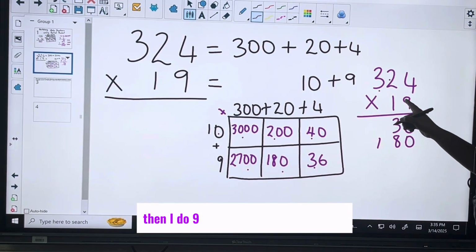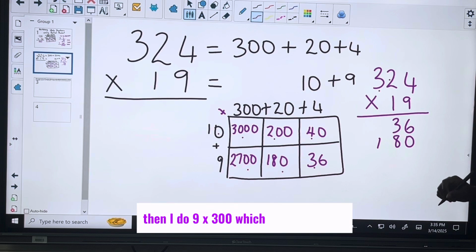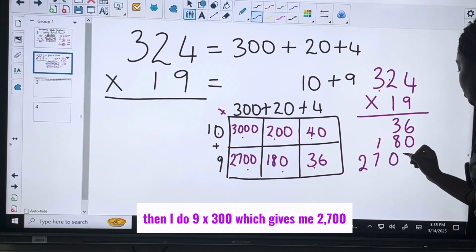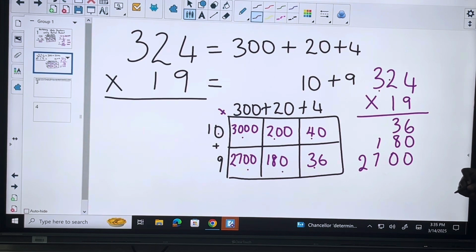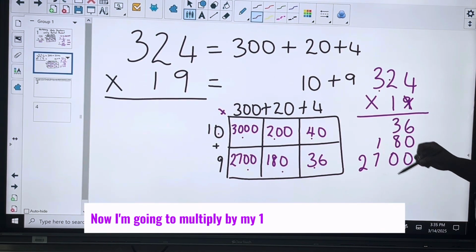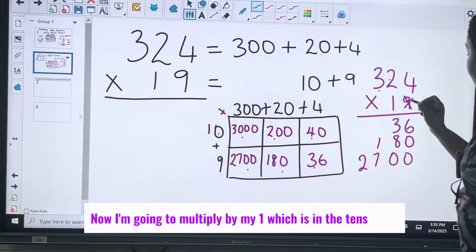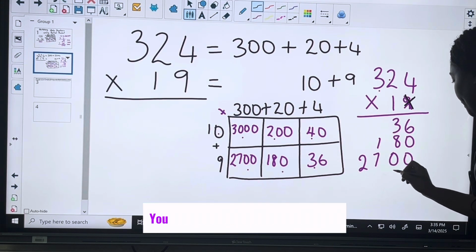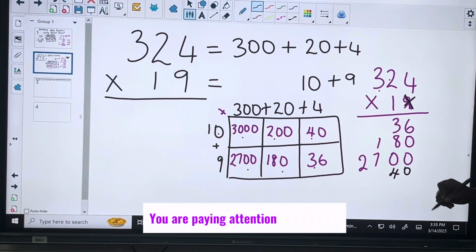Then I do 9 times 300, which gives me 2,700. Now I'm going to multiply by my 1, which is in the tens place. So it's not 1, it's 10. So 10 times 4 is, good job, you're paying attention, 40.